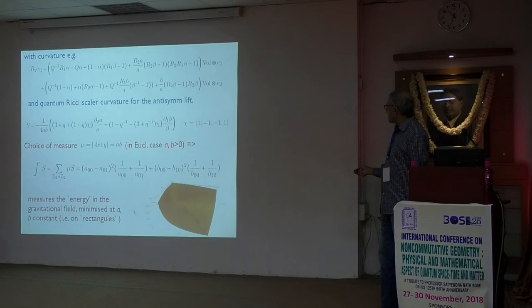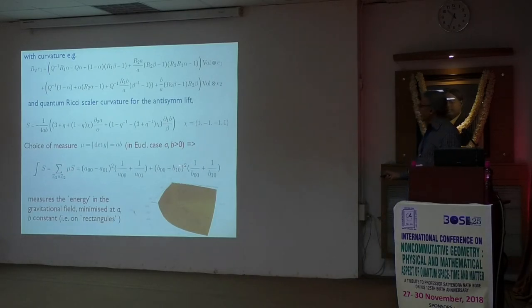In the Euclidean case, A and B would be bigger than 0, and then the action would come out as the integral of the scalar curvature, which is the Einstein-Hilbert action. As you can see, it's something which measures how much the metric fluctuates. If the metric is constant, then this will be 0. It has a minimum at 0, in fact. It measures the kind of energy in the gravitational field. So that kind of makes sense.